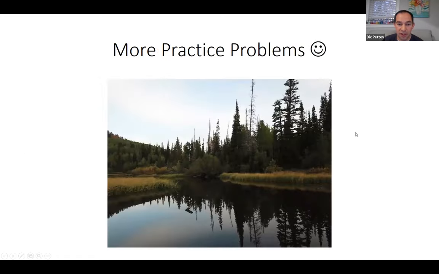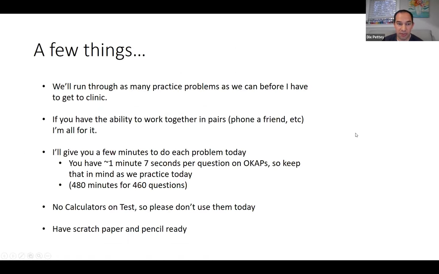Okay, more practice problems. So just some things to keep in mind. I believe this is still the case where you have 480 minutes for 460 questions. That's a little over a minute per question. Some questions you'll fly through, some of these optics ones just take more time. But if you find that you're getting stuck on something, just come back to it. But no calculator, so try not to use them today. Hope you already have some scratch paper and pencil ready.